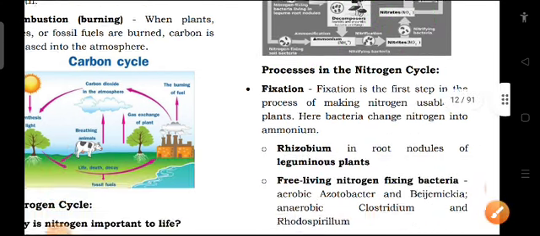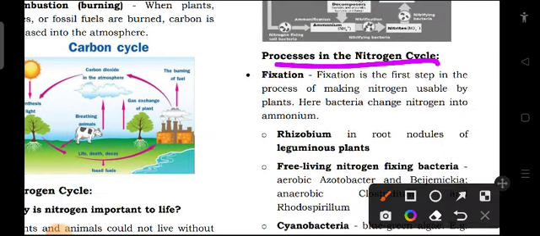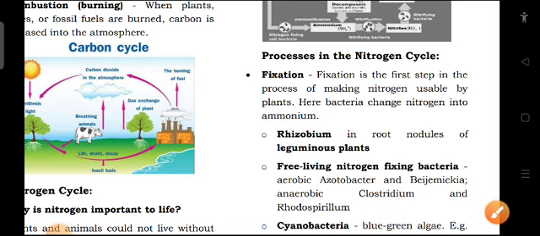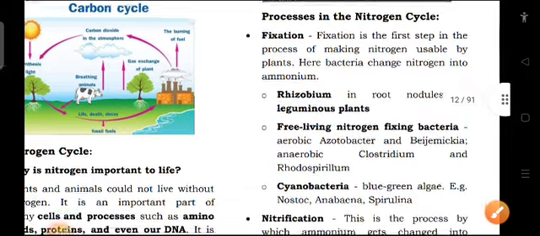Now the processes in the nitrogen cycle. First one is fixation. Fixation is the first step in the process of making nitrogen usable by plants. First it will make it in a format usable by plants. Here bacteria change nitrogen into ammonia. So in the atmosphere we will have nitrogen. It has to be converted into ammonia in the first step. So Rhizobium does this particular work. In the root nodules of leguminous plants, they help in converting nitrogen into ammonia.